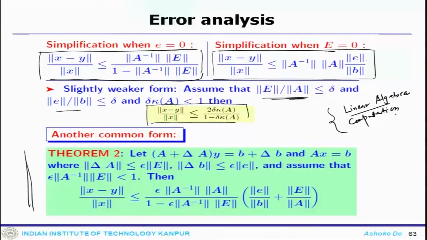So, let (A plus delta A) y equals B plus delta B and A x equals B, where the norm of delta A is less than or equal to epsilon times the norm of E and the norm of delta B is less than or equal to epsilon times the norm of E, and assume that epsilon times the norm of A inverse times the norm of E is less than 1. Then it satisfies this inequality.